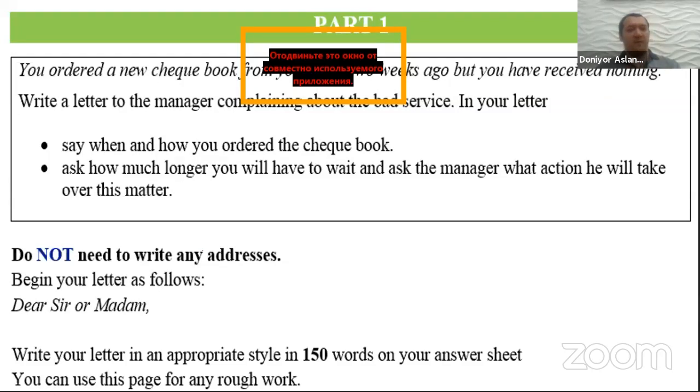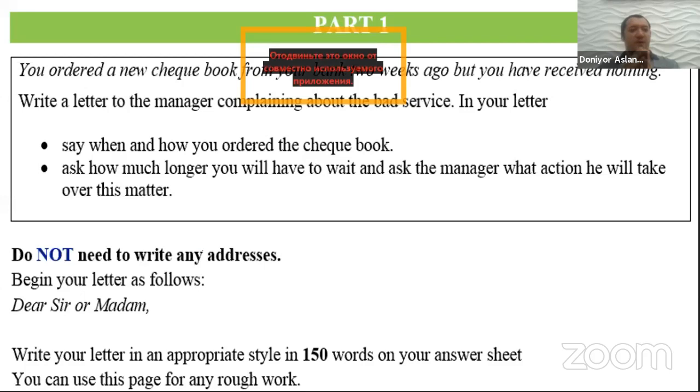The first one, say when and how you ordered the checkbook, and the second bullet point, ask how much longer you will have to wait, and so on. So bullet points dictate or show you the right way you should approach your letter.